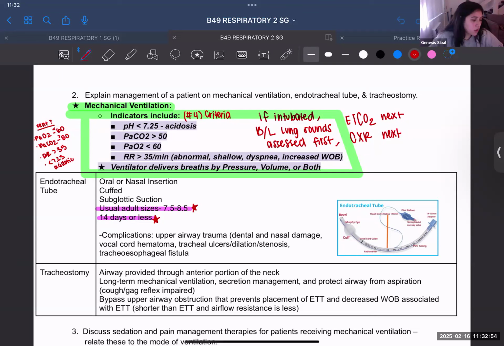She also told us to know the endotracheal tube sizes, but I think that was more for clinic. But yeah, adult size is 7.5 to 8.5, 14 days or less for that. And complications, I feel like it makes sense. You're going to have trauma, you can have hematomas, a fistula. Oh, but that makes sense, like narrowing because it's inflamed. And you'll see that when you start going into, I think, clinic, because sometimes people are intubated, then they start pulling on it, especially if they're ready to be weaned off.